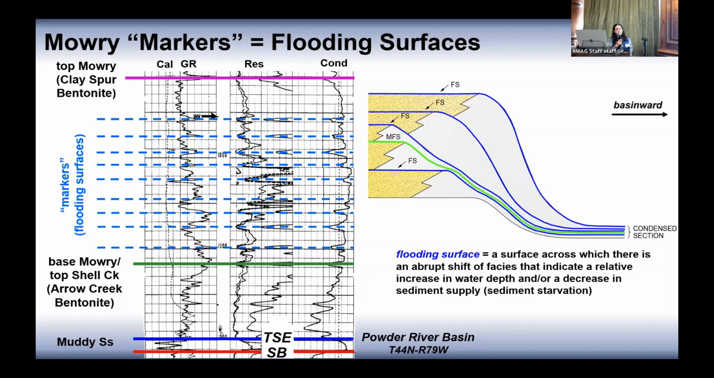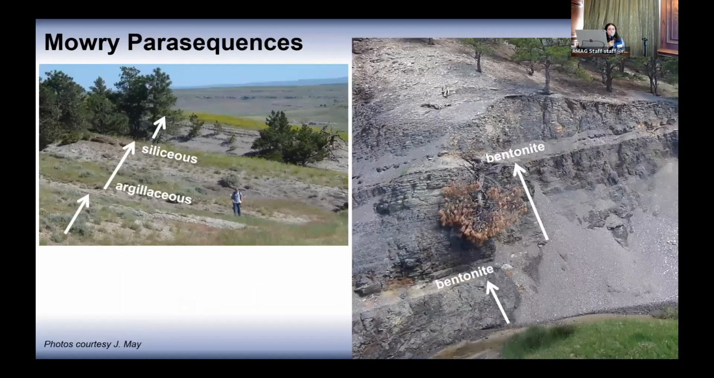And you can see those parasequences in outcrop as these benches. As you walk across Mowry outcrops, they're almost like little hills that you're traversing over. And each of those represents a Mowry parasequence. And typically what you see is that those are more argillaceous or clay-rich at the base, and then they become more siliceous up at the top. And so these are just some examples of those. Sometimes they have bentonites that define them, not always, but that's pretty typical of what you see.